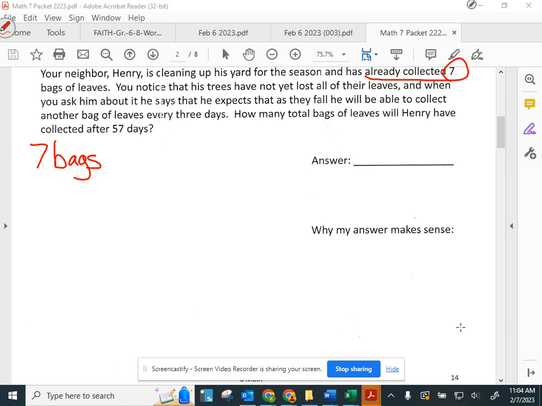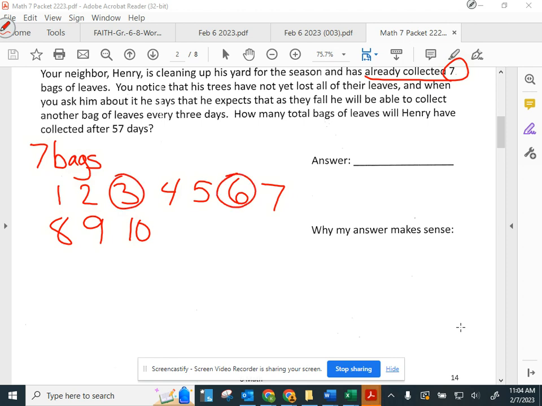So we need to look at the end of 57 days, how many bags of leaves is he going to collect? So there are several different ways you could do it. One, you could just count out on your calendar all the way until you get to 57 days and count every 3rd day. We're skip counting by 3s. Every 3rd day and count up how many days he collects his leaves.